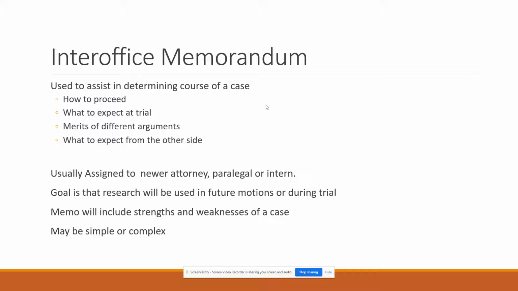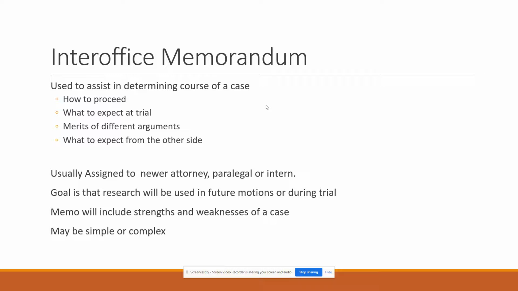We use these memos, they're internal. So you're writing it to someone else in your office. Say, what should we do next in a case? What are things going on at trial? Maybe we have a motion coming up. We have evidence we want included or excluded. What are our arguments? Okay, we want to know what arguments are from the other side too. So we don't want to just always find what's good for us. We want to know what to expect from the other side, so we are not blindsided.